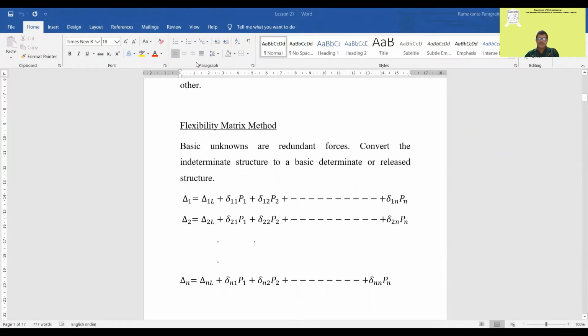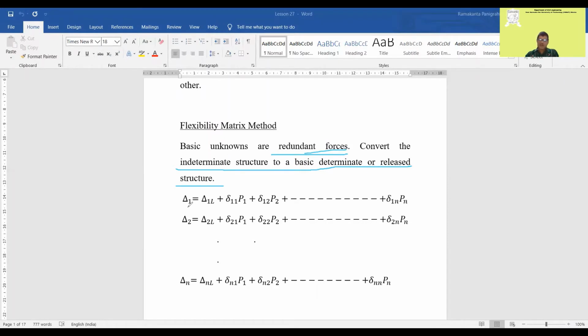Now, as we have already seen, the basic unknowns are the redundant forces. So convert the indeterminate structure to a basic determinate or release structure. That I had discussed earlier in this class: if you have a number of unknowns, you identify which unknowns you will take as the redundant forces, and then you release those forces, and this structure becomes a statically determinate structure. So that is called the release structure or a determinate structure.